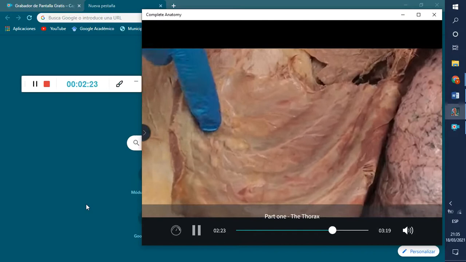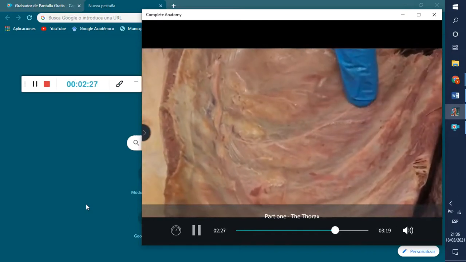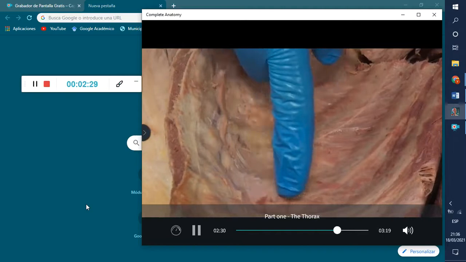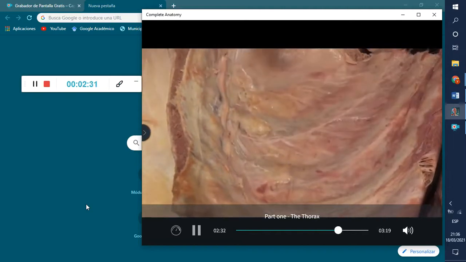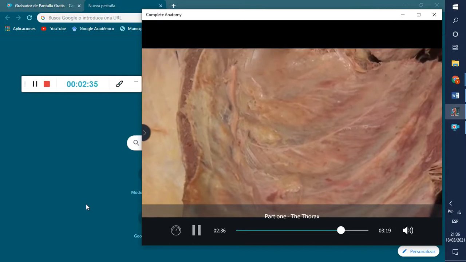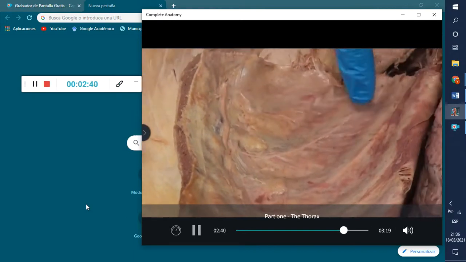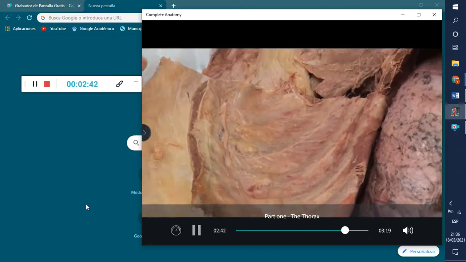As it descends, it gives off anterior intercostal arteries. The anterior intercostal arteries run with anterior intercostal veins and nerves in neurovascular bundles. The anterior intercostal arteries anastomose with posterior intercostal arteries, which will be dissected and described later.